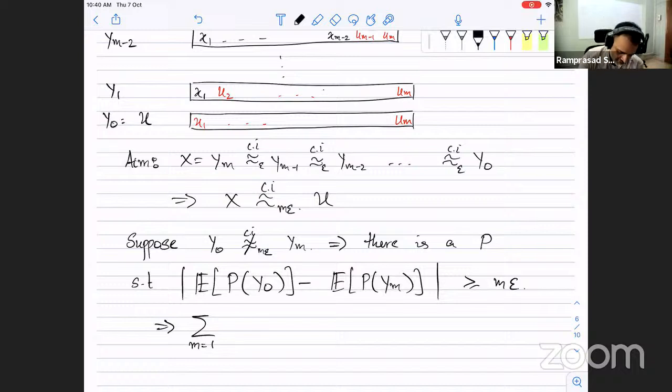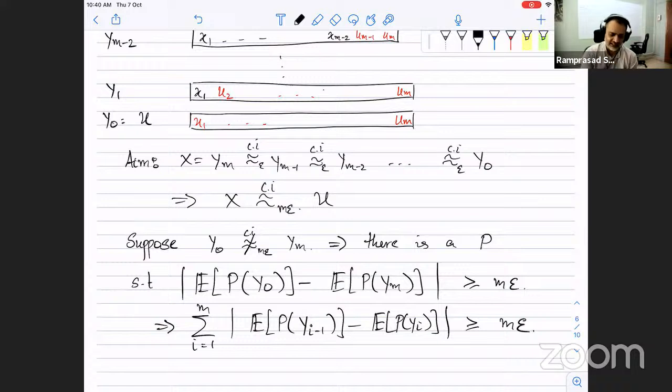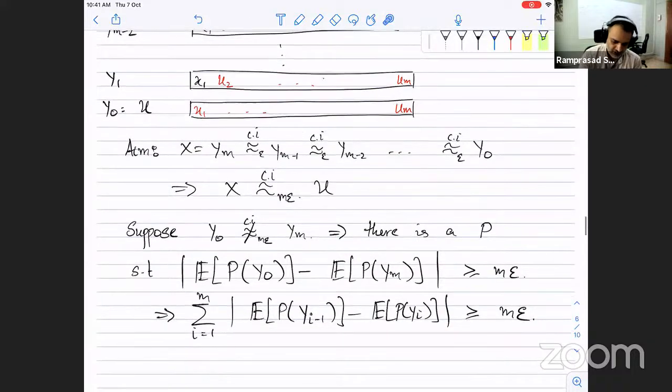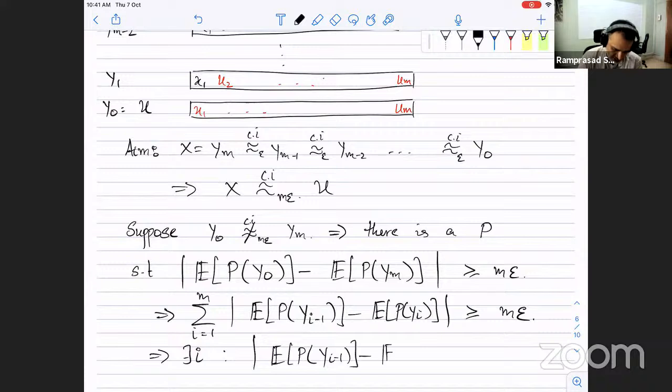So this is the sum with i going from 1 through m of the expected value of P of yi minus 1 minus the expected value of P of yi, and this is at least m epsilon. It's just the triangle inequality. I'm writing this as P of y0 minus P of y1 plus P of y1 minus P of y2, just telescoping the whole thing and breaking it up. Okay. So now if a sum of m things is bigger than m epsilon, then at least one of them is bigger than epsilon, which implies that there exists an i such that the expected value of P of yi minus 1 minus the expected value of P of yi is at least epsilon.